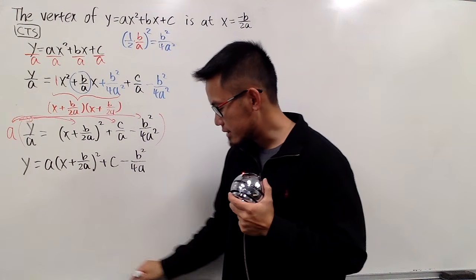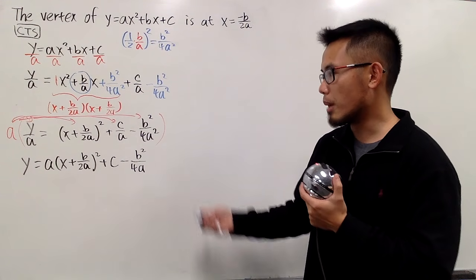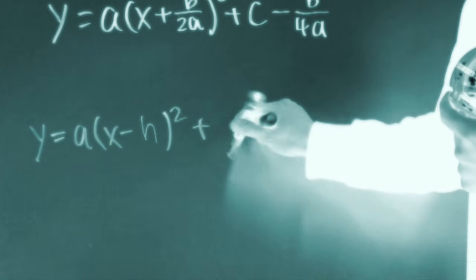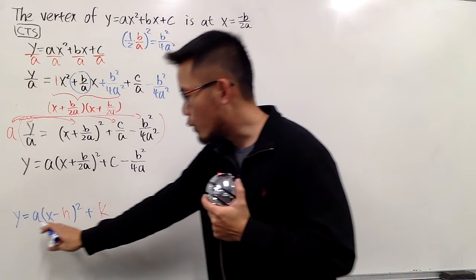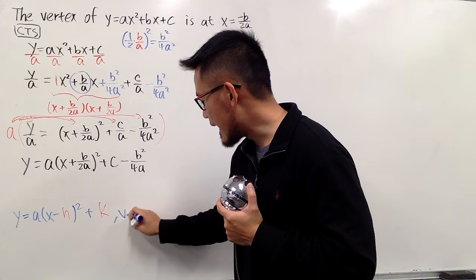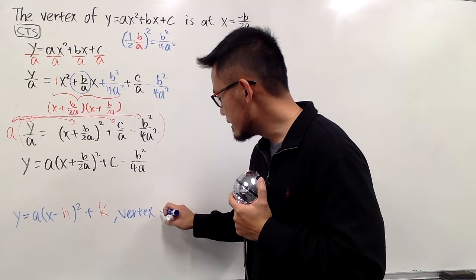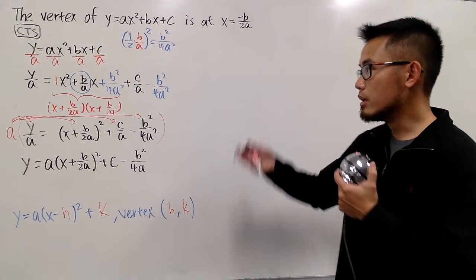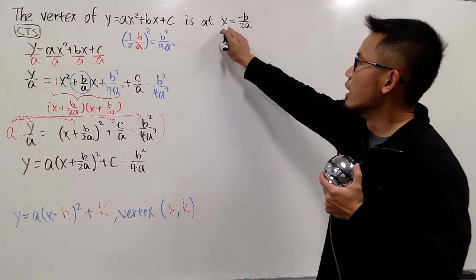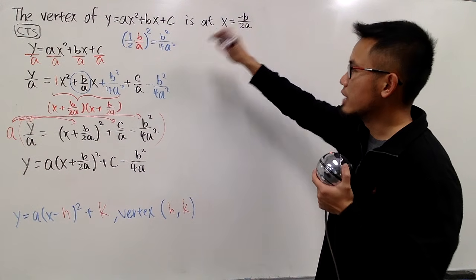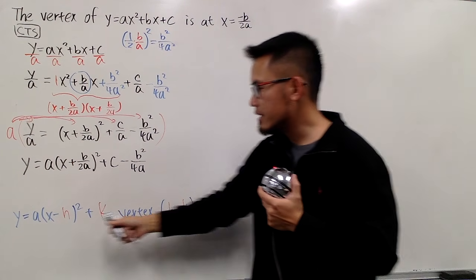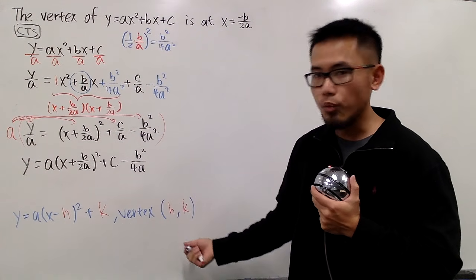And let me remind you guys the general form of the vertex form of the parabola. Whenever we have the equation in this form, we know precisely that the vertex is at h, k. And what we're trying to achieve is that I will try to show you the vertex formula, the vertex of the parabola is at x equal to negative b over 2a. And that's exactly the h value in this form.